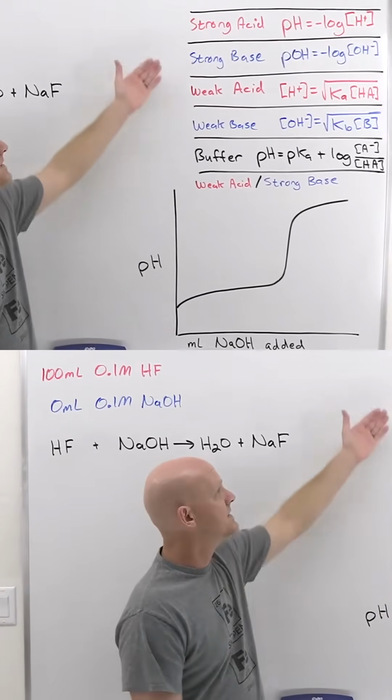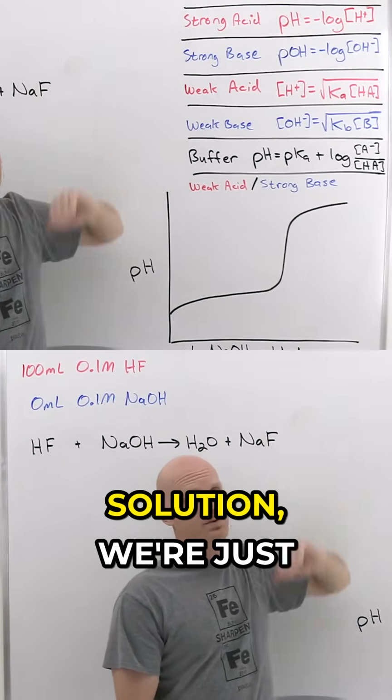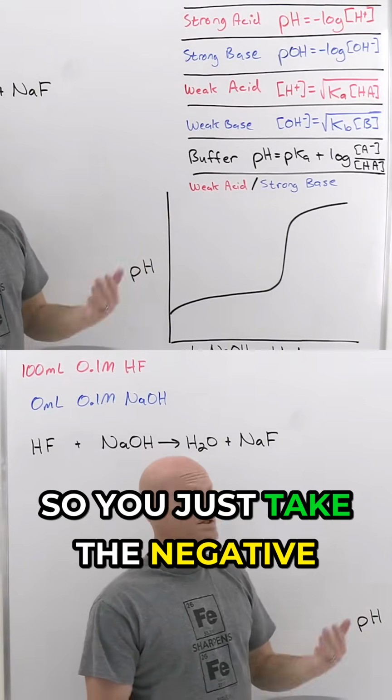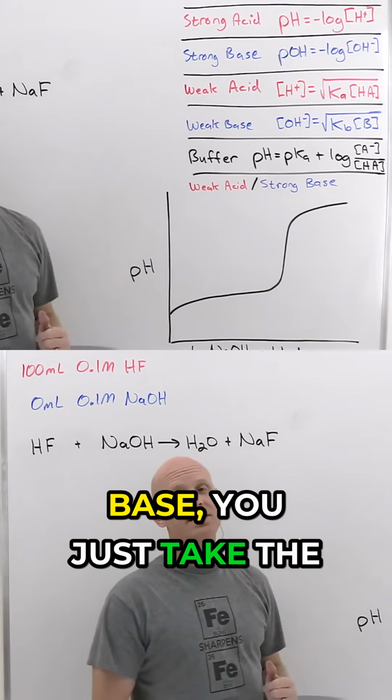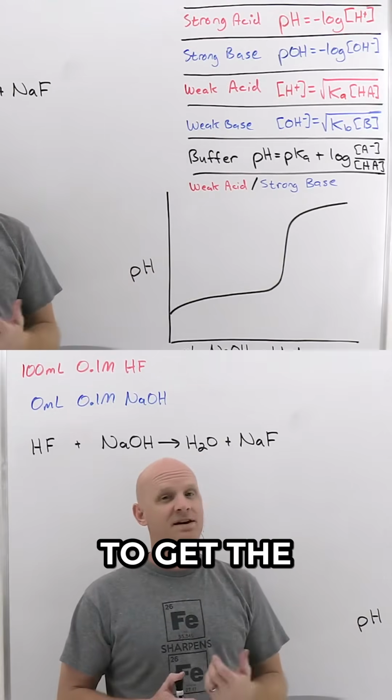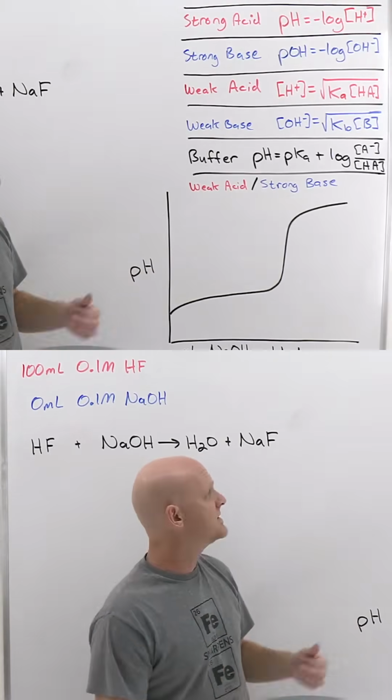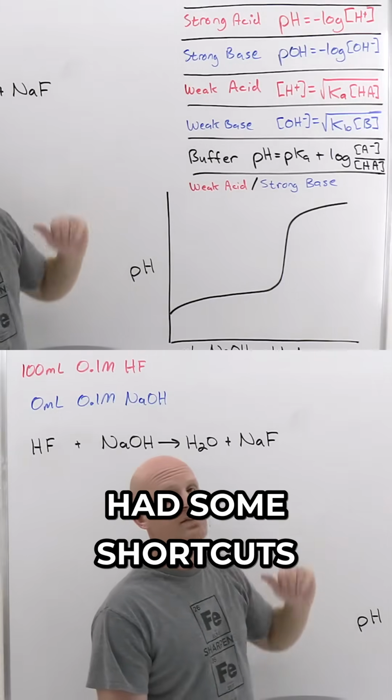So just to review, for a strong acid solution, you just take the negative log of your acid concentration to get your pH. For a strong base, you just take the negative log of your hydroxide concentration to get the pOH and subtract from 14. For weak acid and weak base, we had some shortcuts.